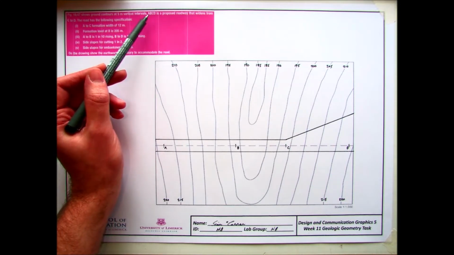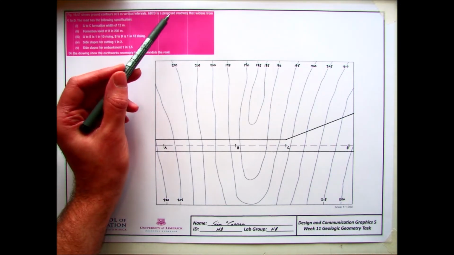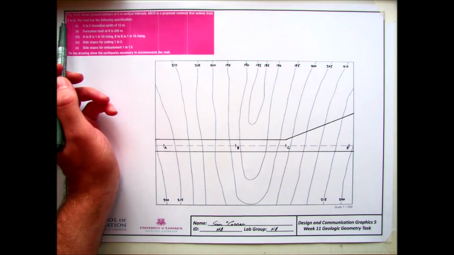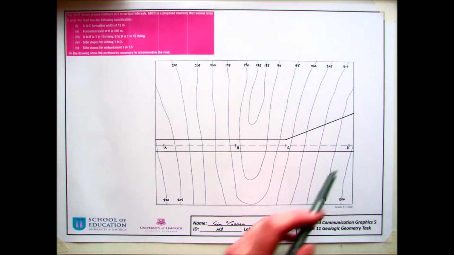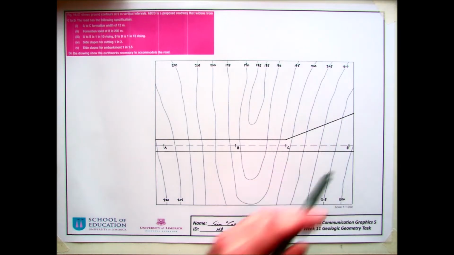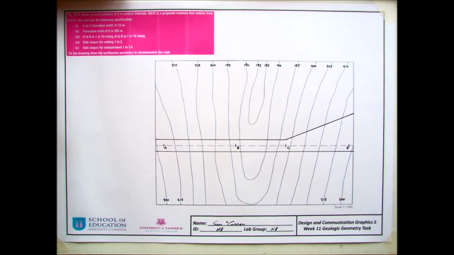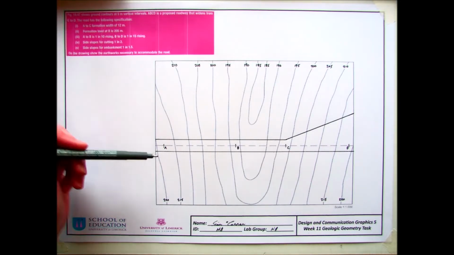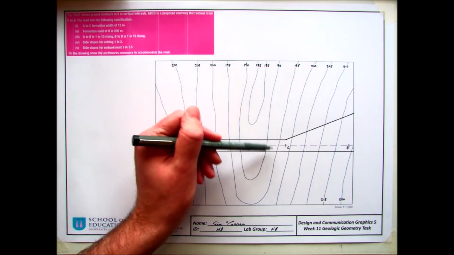So you can see here, A, B, C, D is a proposed roadway which widens from C to D. So A to D, proposed roadway, and from C to D, you can see that it widens out here. The road has the following specifications. Okay, so AC formation width is 12 meters. So from here to here is 12.